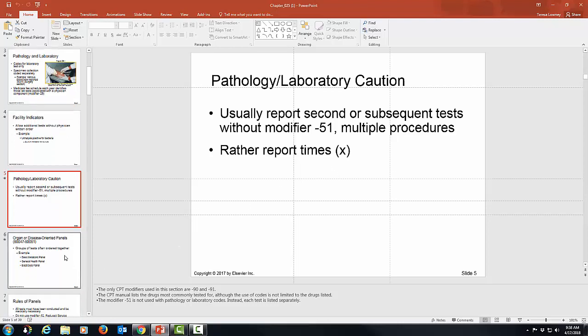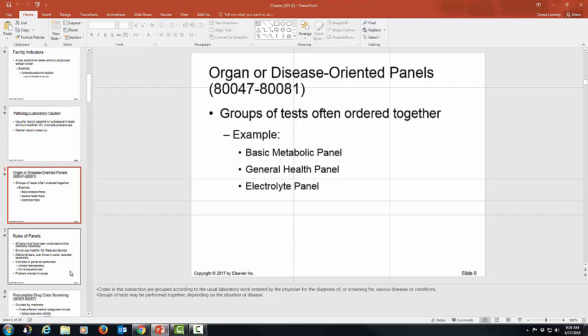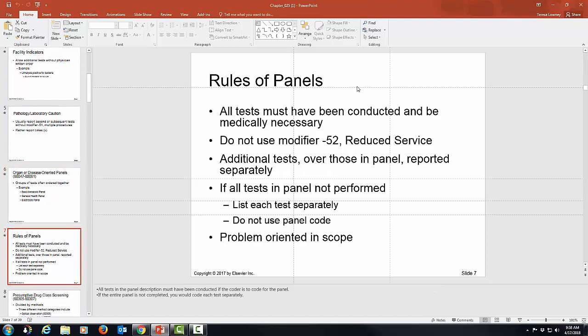There's different panels, and often there's tests that are grouped together that you will be ordering. For example, a basic metabolic panel. In this subsection, they're grouped together by the physician for the diagnosis or screening of various diseases or conditions. The groups of tests may be performed together depending on the situation. So an electrolyte panel, a general health panel. There's specific rules, however, about these panels.